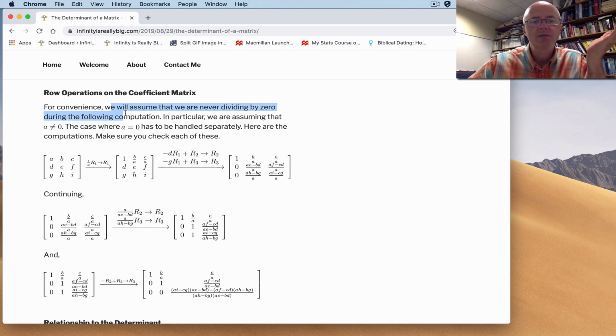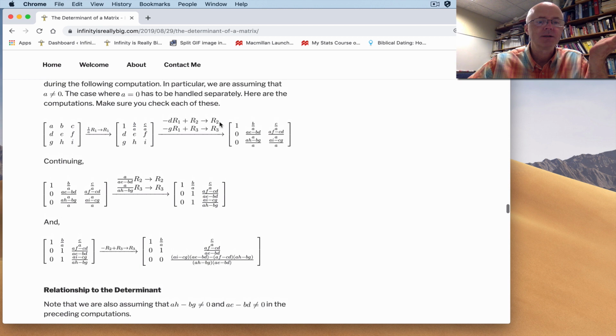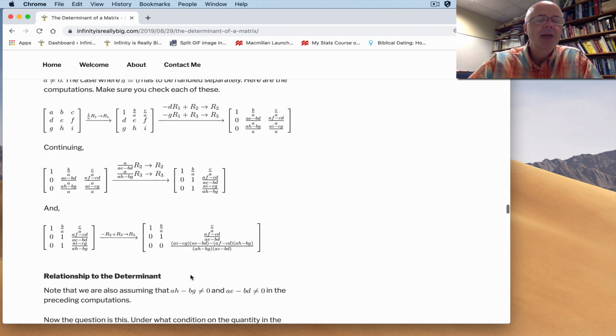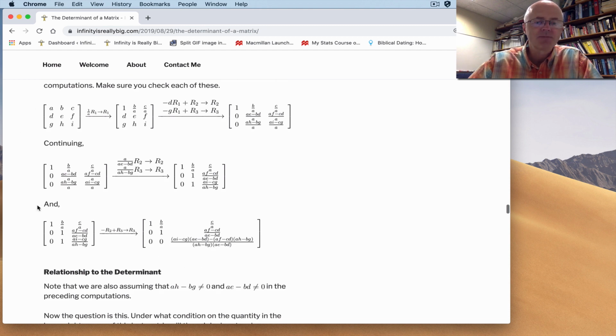Okay, so let's look at the row operations in the coefficient matrix. I'm going to assume for convenience that we're never dividing by 0 in the midst of this computation. That's going to assume in particular that a is non-zero. And therefore the case where a is 0 would have to be handled separately. Here are the details. Now I'm not going to check all these things for you. This is a place where maybe you want to pause the video and double check all these things. It's a bit messy, especially in the very last step here, but that is the computation that, if we implicitly assume we're never dividing by 0, would be the REF of the original matrix.